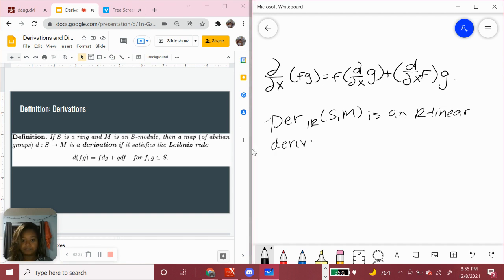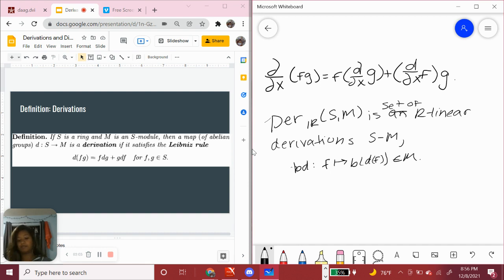The set of R-linear derivations from S to M is also naturally an S-module by multiplication, and the multiplication is defined by sending an element f to b times D of f in M. Okay, just a little bit on that.